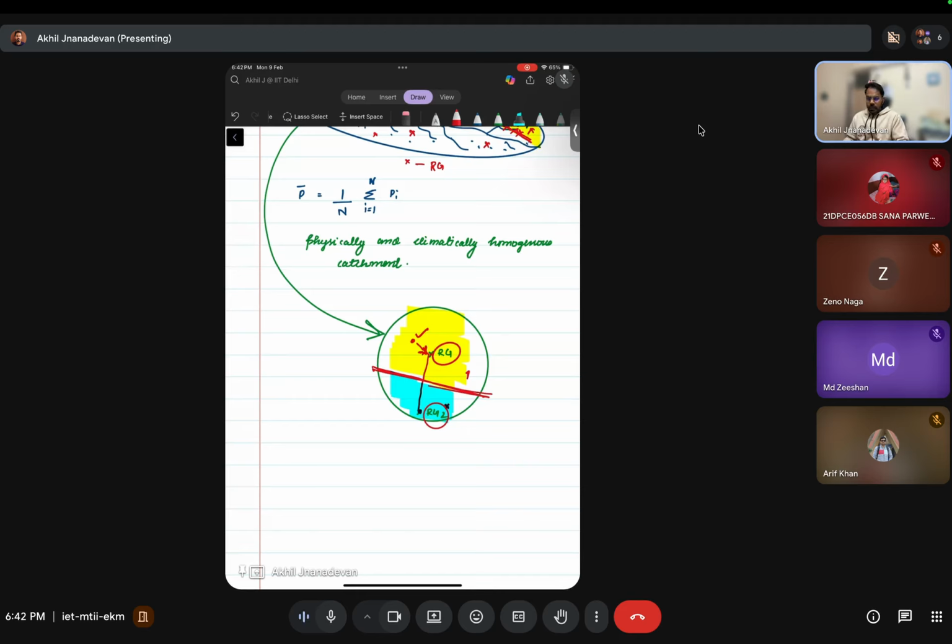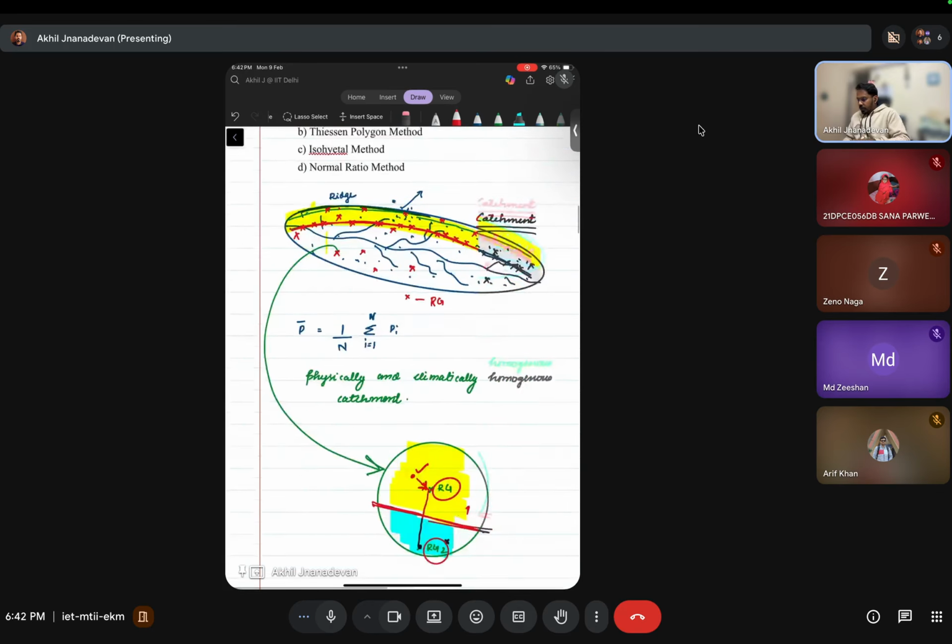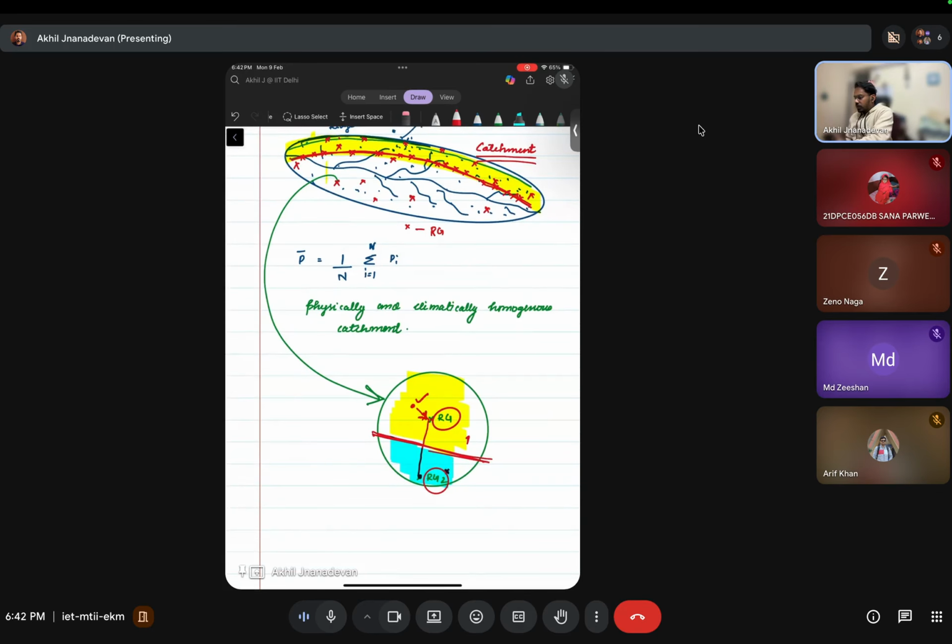I'm not discussing it right now. We have a problem coming up in the numerical section, where I'll discuss each of the steps in detail and we'll solve the problem together. The only thing you have to understand here is that we are assuming the nearest neighbor's value applies to that particular location. That is what is meant by the Thiessen polygon method.